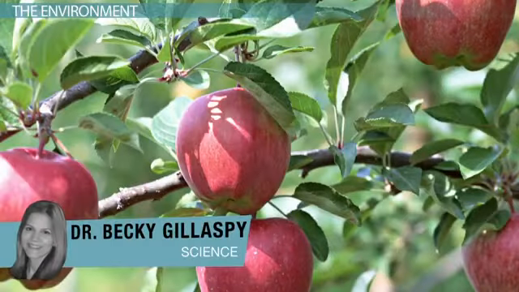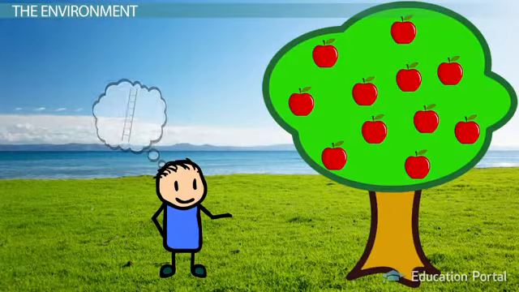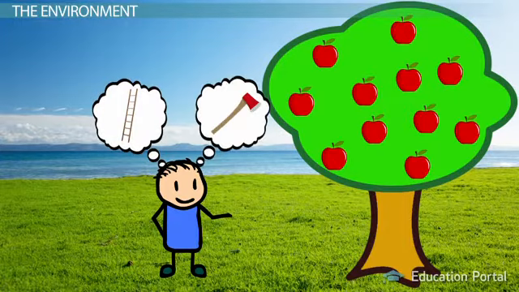Let's say that Timmy wants to pick the apples from his apple tree. As Timmy sees it, he has two options. He can grab a stepladder and go up to where the apples are, or he can grab an axe and cut down the apple tree.